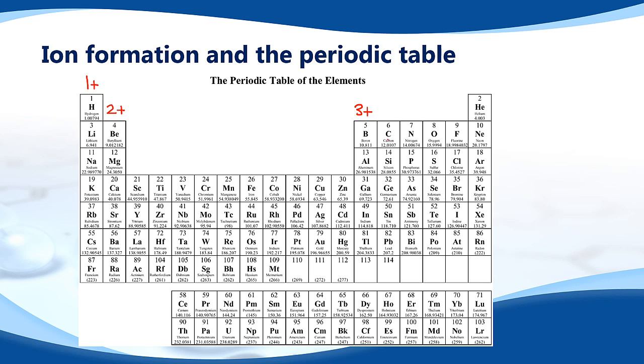Next on to group 4, starting with carbon. It takes too much energy to remove the 4 valence electrons, and also it takes too much energy to add 4 valence electrons, so they don't form ions in group 4.